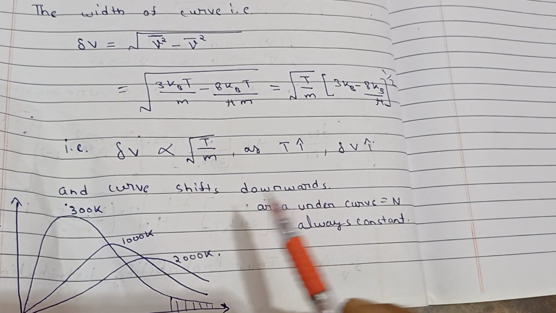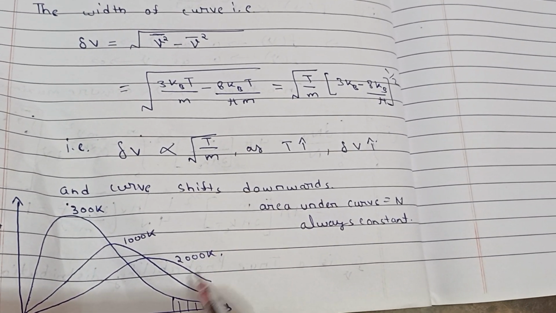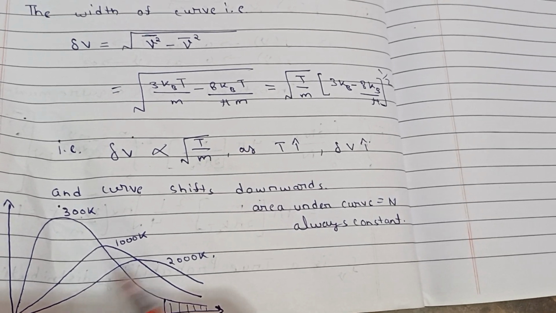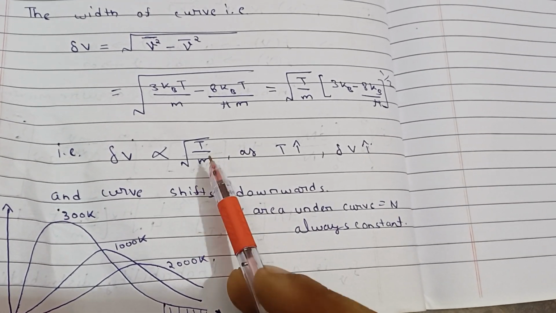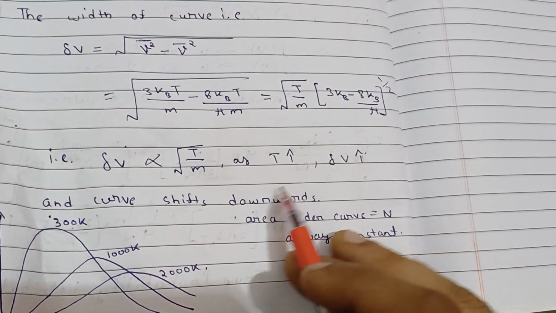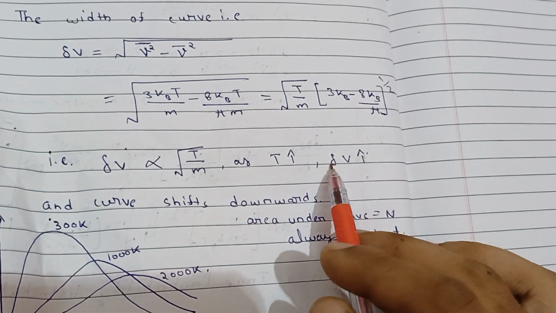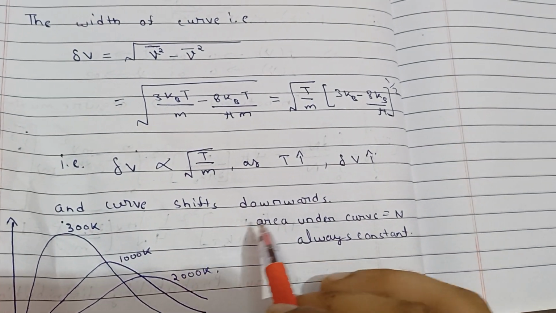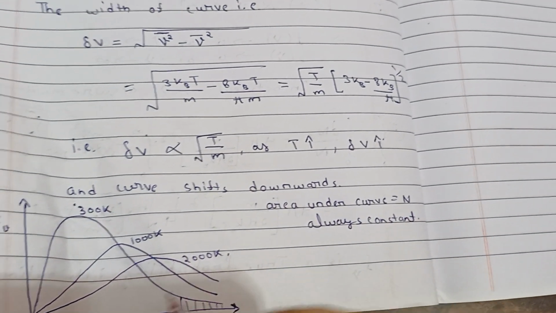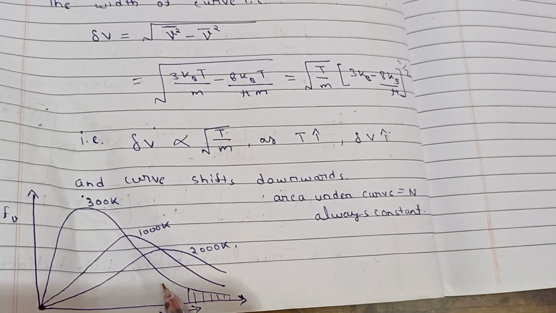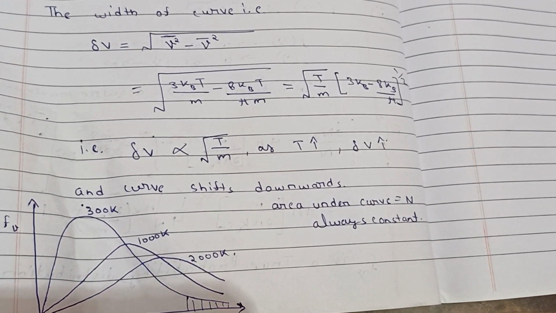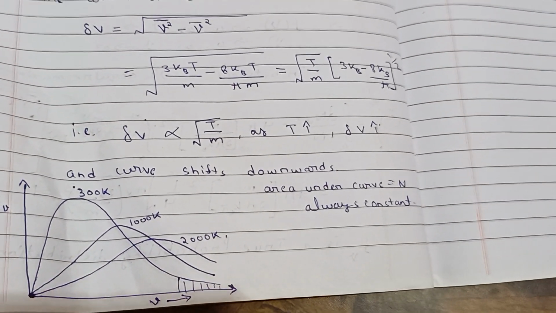And I told you the reason: small mass particles can have higher velocity, even more higher velocity. That's why this curve is broader for lighter particles. So as temperature increases, width increases and the curve shifts downwards, while the area under the curve is constant, because the number of particles always remains constant. That's why this curve shifting takes place. So that is the reason behind it.